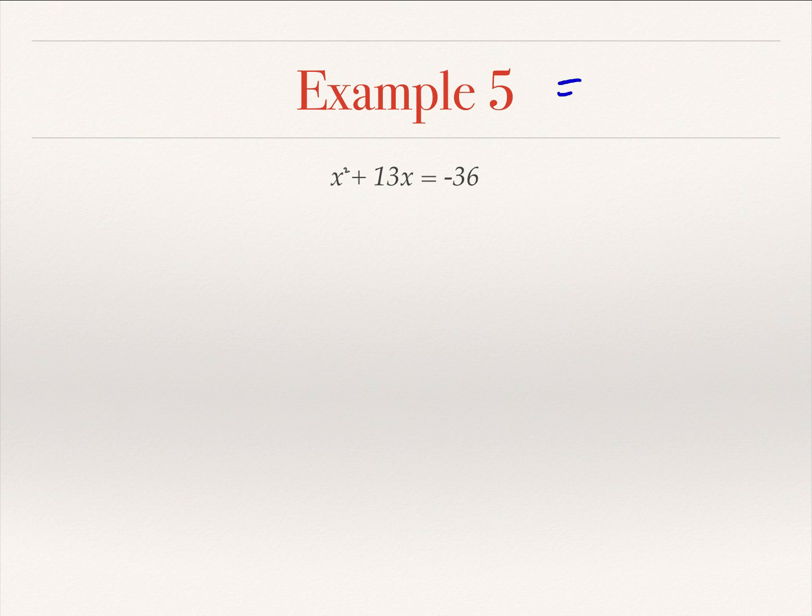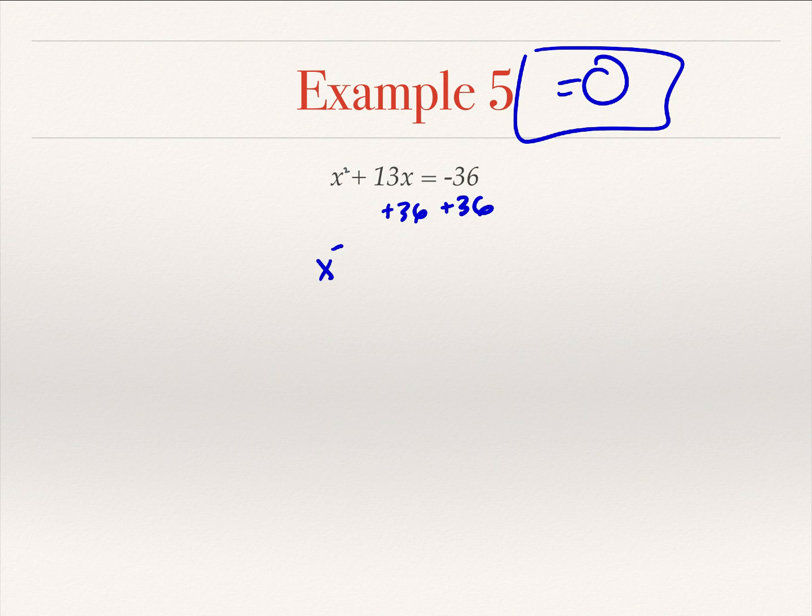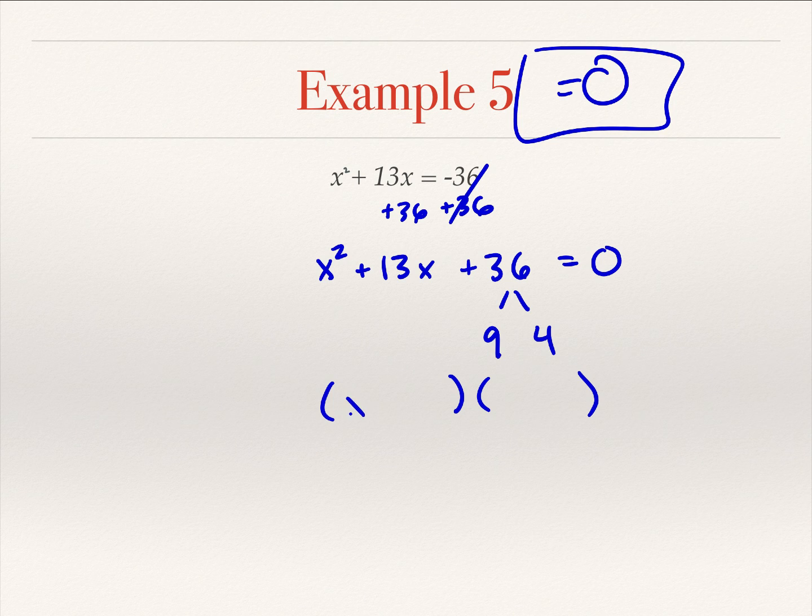36. Awesome. I have to get it to be equal to 0, so I need to add 36 to both sides. So I have x squared plus 13x plus 36 equals 0. Sienna, what are two factors of 36 that add to 13? Lucas. 9 and 4. Awesome. Lucas helped you out. Sienna, what's going to go into the parentheses? X plus 9 and x plus 4. Awesome.